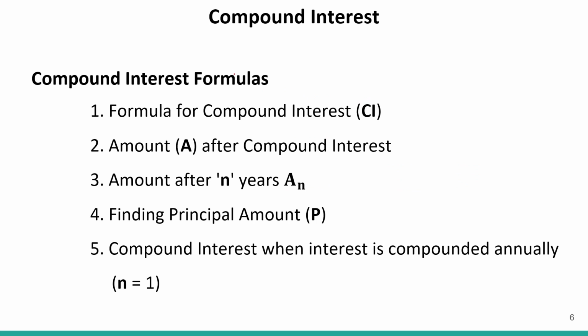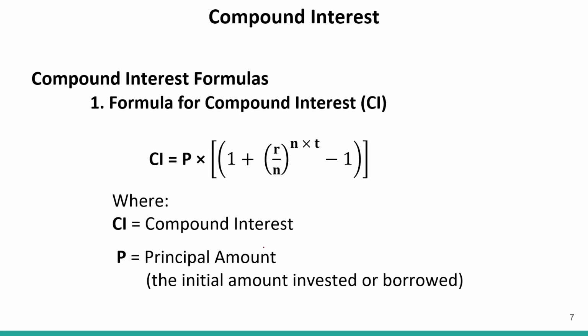So let's see some important formulas for the concept of compound interest. The amount is denoted as A, and CI is compound interest. The amount after n years is written as An. Finding the principal amount, it will be P. When interest is compounded annually, n is equal to 1. These cases we will see. The formula for compound interest is CI = P[(1 + R/n)^(nT) - 1]. This is the formula that we have right now.